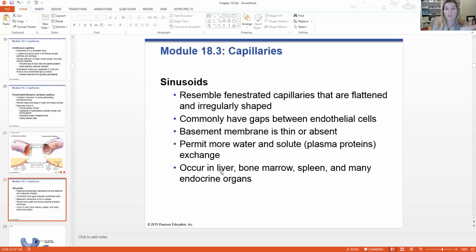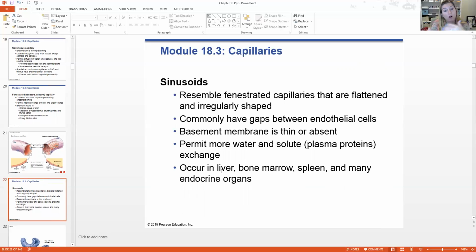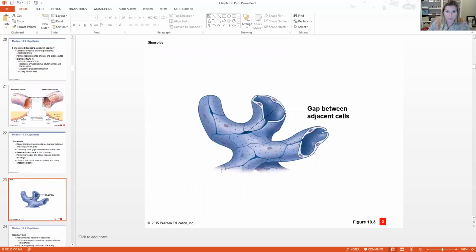So if we think of the functions of these organs, the liver is making plasma proteins, so those plasma proteins obviously need to exchange. The bone marrow is secreting blood cells, those stem cells that need to go out into the world of our body, right? The spleen is absorbing our red blood cells and recycling them, and our endocrine organs, again, are making those big hormone molecules, which are usually proteins, that need to get into the blood. So those four or five main sites need these sinusoids in order for these proteins to be exchanged. So there you can see sinusoids with these little slits almost through them.